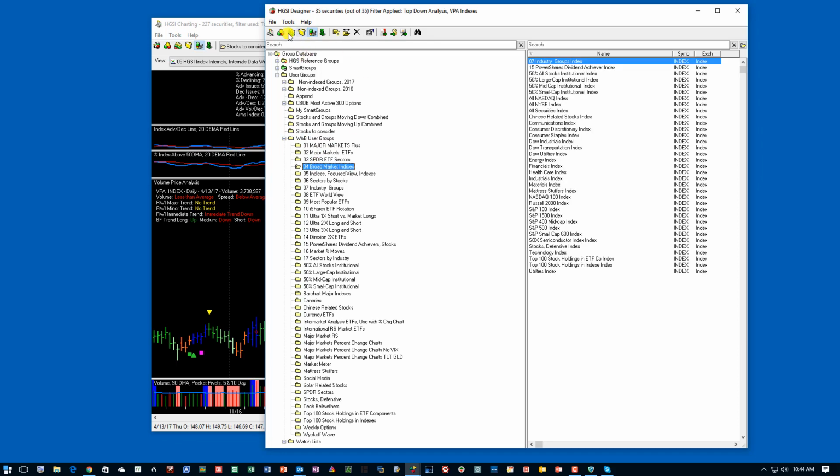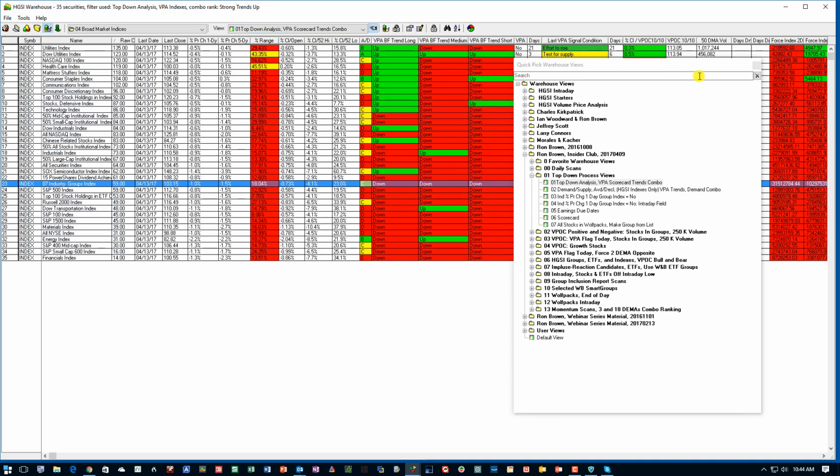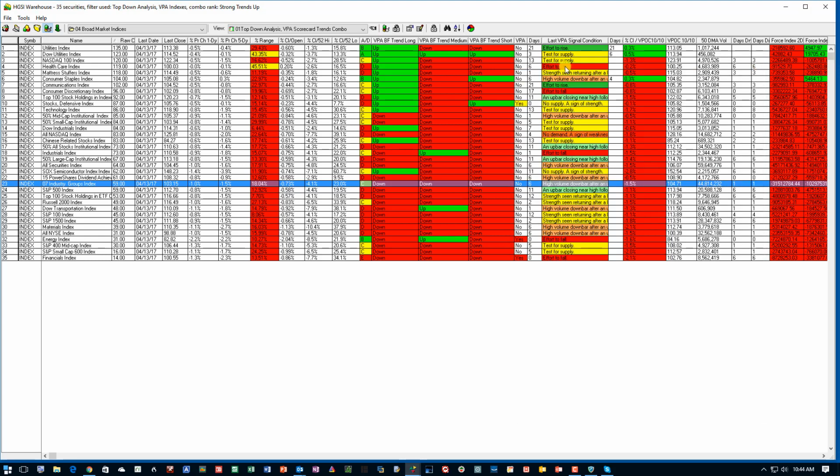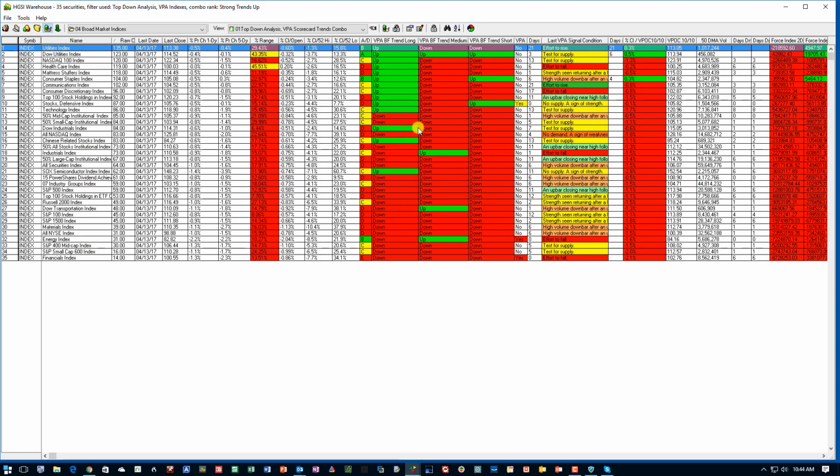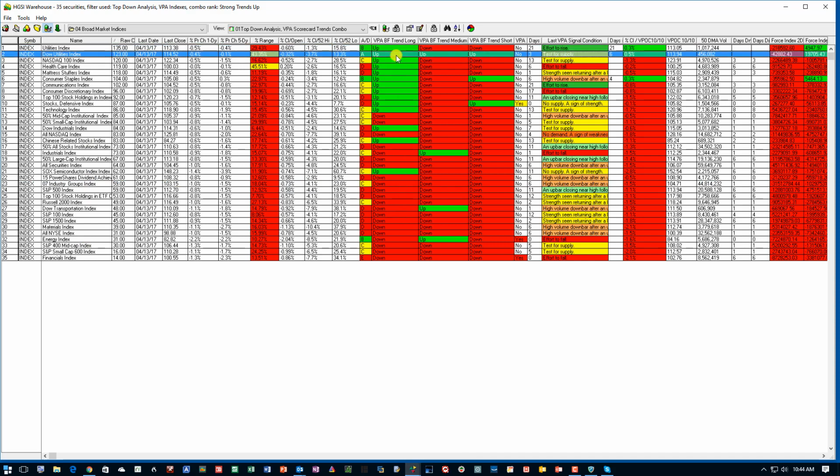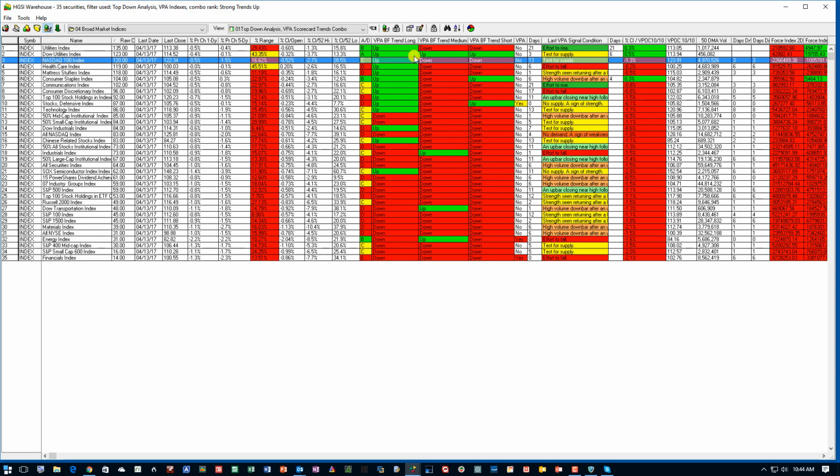divert myself here and go into my broad market indices, and I am using a view called the top-down analysis VPA scorecard trends. And if you look at these three columns right here, you'll see the best fit trend long, medium, and short, and you can see that many of the indexes that I track are in downtrends. There are some that are still positive. The utilities index has remained positive.